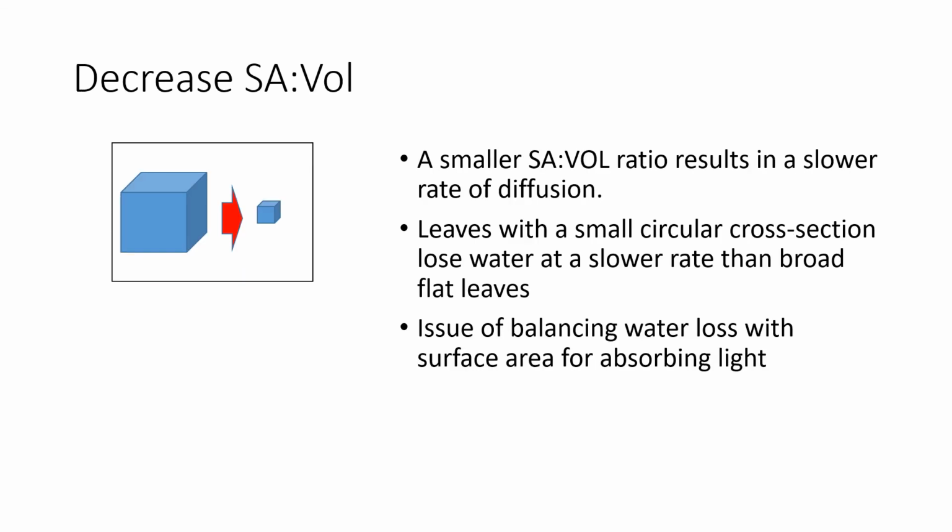Another thing that plants can do is they can decrease the surface area to volume ratio, often by reducing the surface area. However, they've got to get a balance between making the leaves small enough so that the surface area is reduced to reduce water loss, but you also have to have a large enough surface area to make sure that you are absorbing enough sunlight energy to keep up with the maximum rate of photosynthesis.